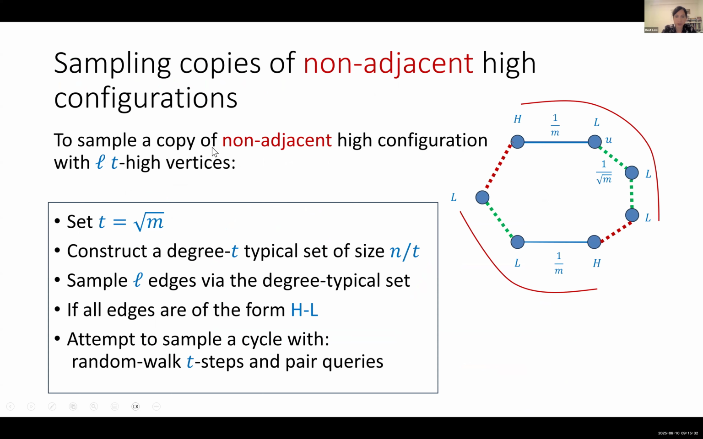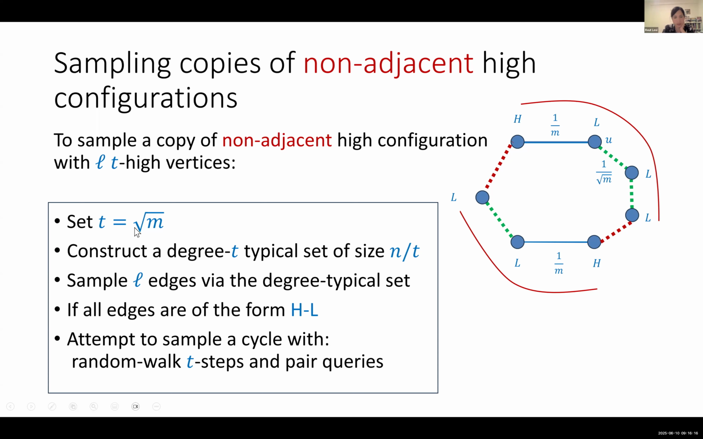So how can we sample a copy of non-adjacent high configuration? Let's denote the number of high vertices in the copy in the specific configuration by L. The configuration determines the vertices which are high and the vertices which are low and their location in the copy. So in this case, we assume that we have L high degree vertices, and that we know the location of each one of the high vertices in the copy.